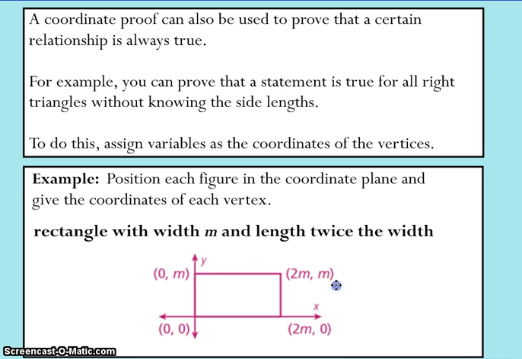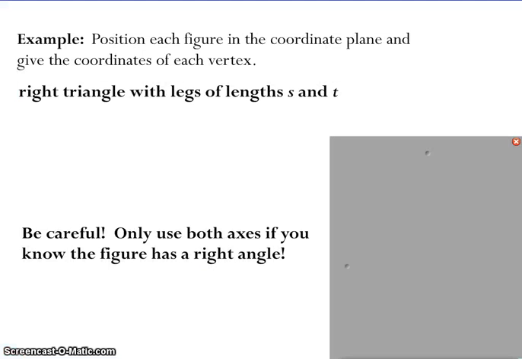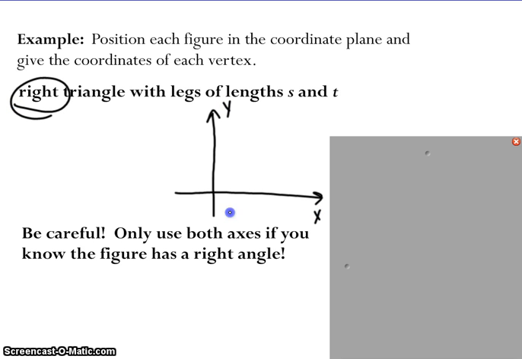Okay? So this is how we write a general rectangle. We could have done anything like 3, whatever. So let's go ahead and write a general rectangle, or excuse me, a right triangle with the legs of S and T. The first thing you're going to do is start with your coordinate plane. The reason I'm starting with the coordinate plane is because it says a right triangle, and I know that a right angle occurs when x and y meet.